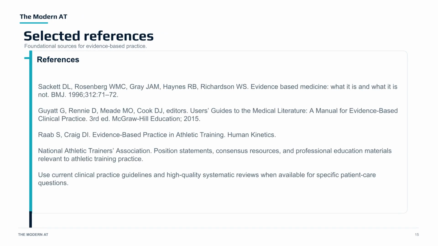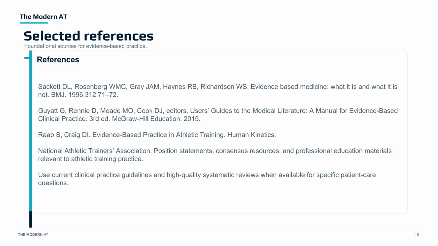These selected references provide a foundation for understanding evidence-based practice and applying it in athletic training and sports medicine. The classic BMJ article is frequently cited for the basic definition of evidence-based medicine. Users' Guides to the Medical Literature is a major resource for learning how to evaluate and apply research. Athletic training-specific evidence-based practice resources help connect those broad healthcare concepts to sports medicine decisions.